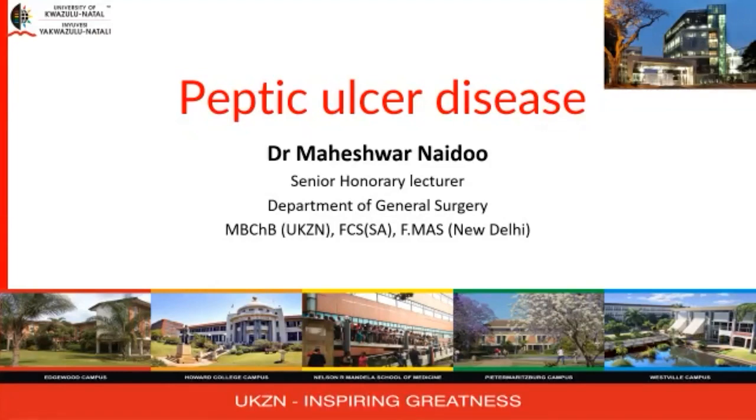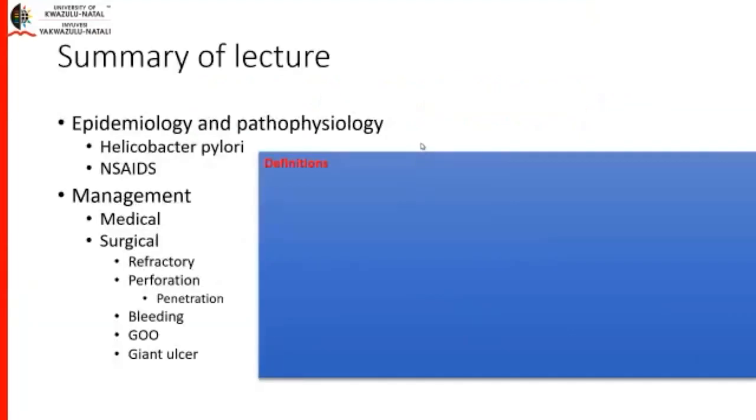Okay, so to get going with this lecture, we've got a summary of what we're going to be looking at today. We will start by looking at the epidemiology and pathophysiology of peptic ulcers. And we will focus on Helicobacter pylori in particular and non-steroidal anti-inflammatories. And then we're really going to focus a lot on the management, the acute management, medical management, the surgical management. Surgical management is really only reserved for cases of complications of peptic ulcer disease.